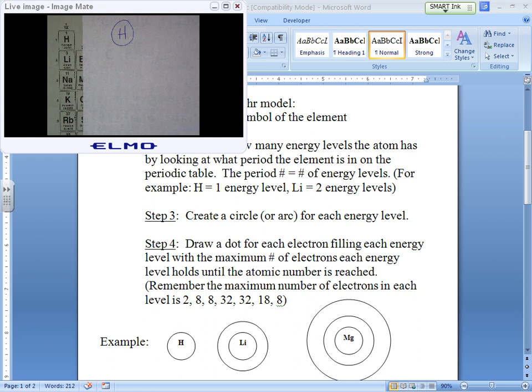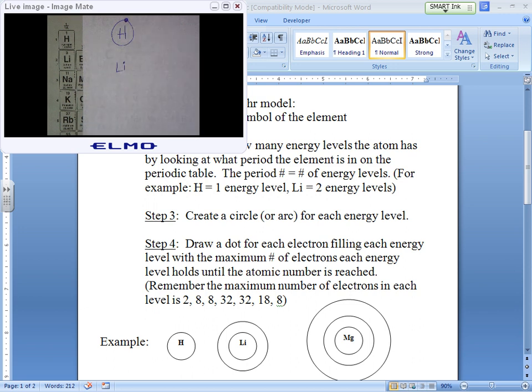What's the first thing I need to do to make the Bohr model for lithium? Johnny? Yep, write down the symbol, which is uppercase L, lowercase i, just like that. You should have the symbol in the middle. How many energy levels does lithium have, Aspen? 2. So I'm going to draw 1 circle and then 2 circles.